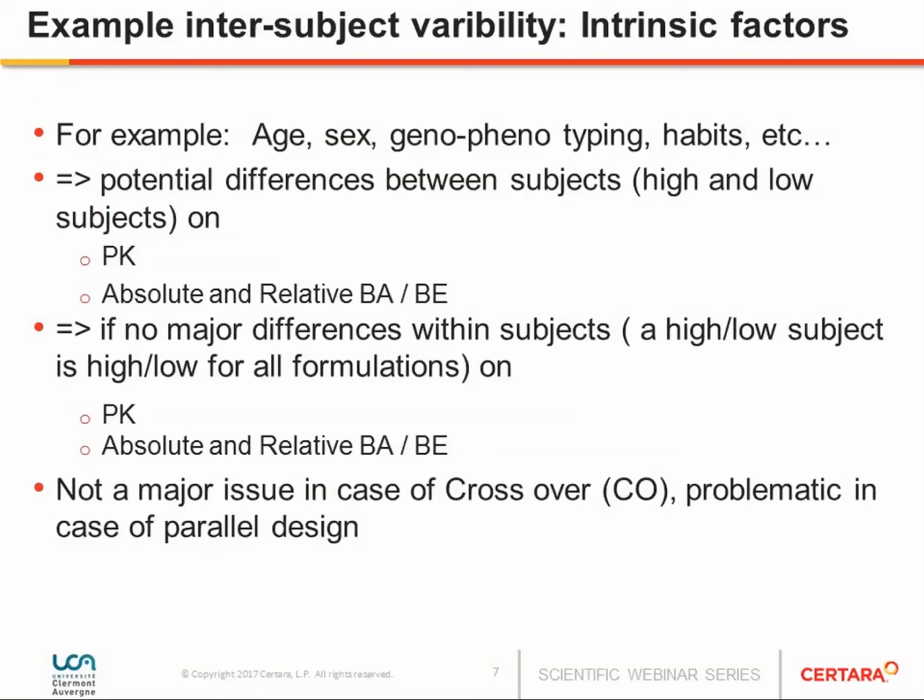As sources of variability between subjects, you have the age, the sex, the gender, the phenotyping, the habits, and so on. That is the source of potential differences between subjects. That means you will have high responders and low responders, and that is going to influence the PK. And of course, if you are in a parallel design, it's going to influence the values that you can have for the pharmacokinetic parameters. So it can influence the absolute and relative bioavailability and bioequivalence when you are in parallel design.